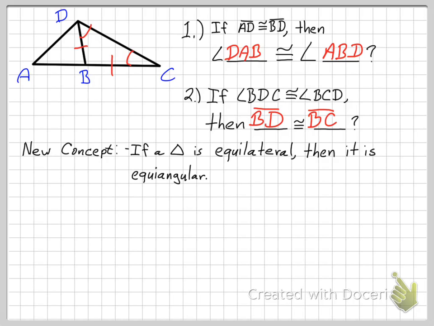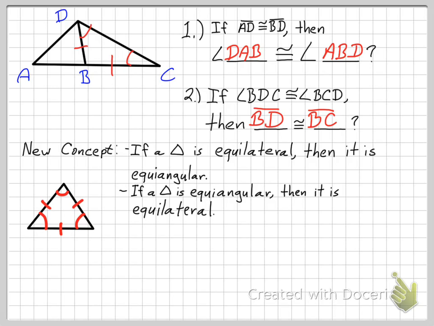Okay? And we have a new concept. If a triangle is equilateral, then it is equiangular. In other words, if it's equilateral, which means all the side lengths are equal, then it's also equiangular. All the angles must be equal as well. And the converse is true too. If a triangle is equiangular, then it is equilateral. So we can have this diagram here that shows that. In an equilateral triangle, you can also call it an equiangular triangle and vice versa. All the angles and all the sides will be congruent.